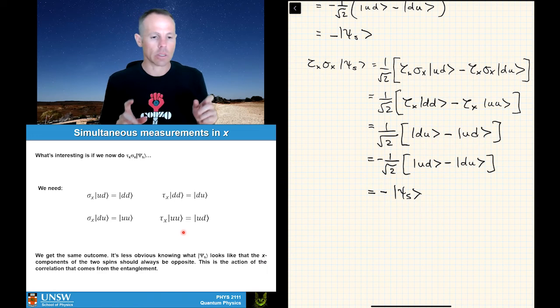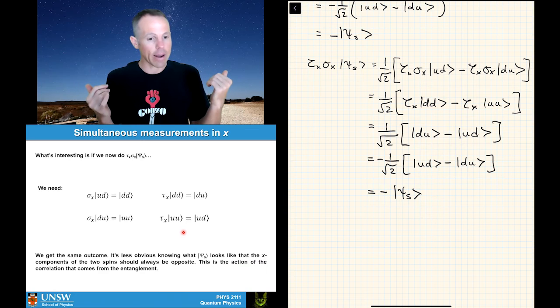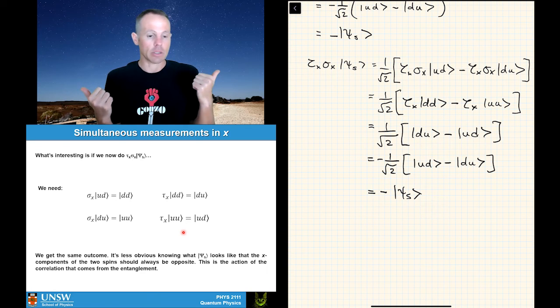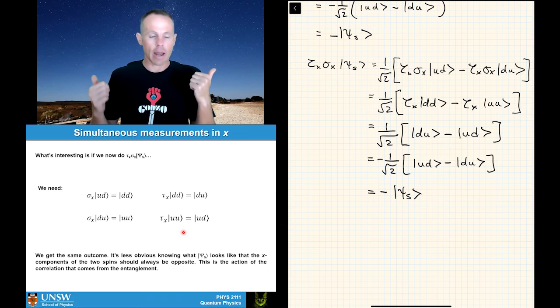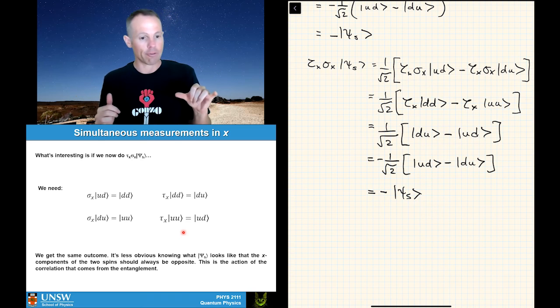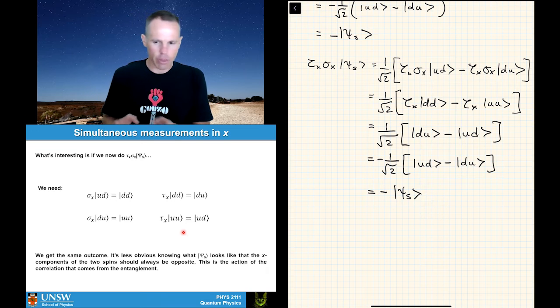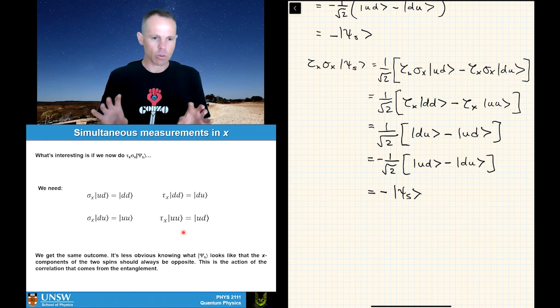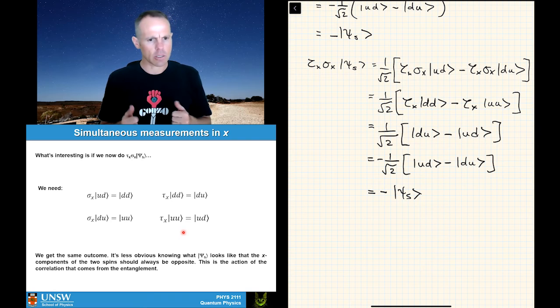What that's saying to us is that if Alice and Bob, rather than measuring up and down, measure left and right, they will still get correlated measurements. So every time that Alice gets a left, Bob will get a right, and every time that Alice gets a right, Bob will get a left, okay? Some people, once they get past the whole speed of light thing, like to claim that this is now the weird thing about quantum mechanics. But in many respects, it's not.